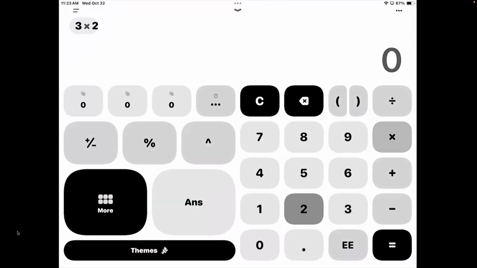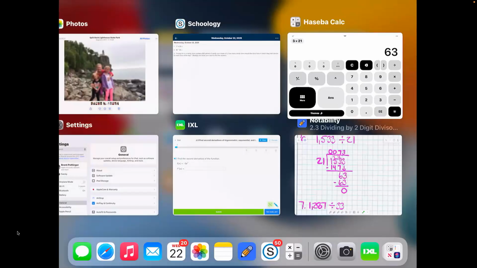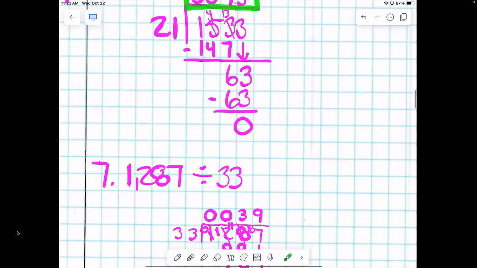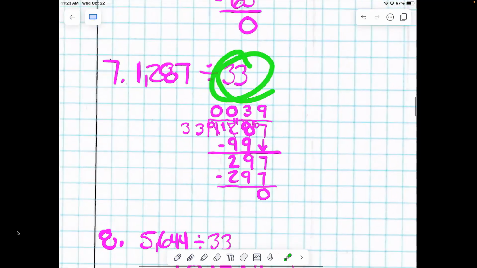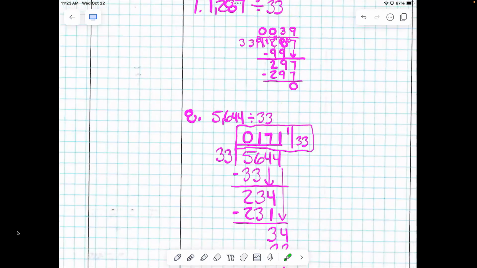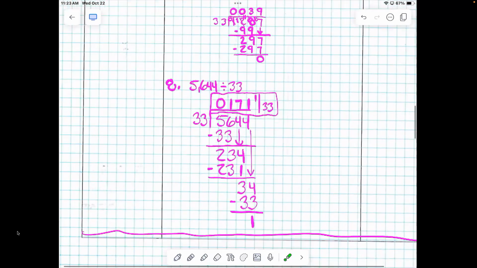Let me check. 3 times 21. What is it? 63. So I put my 63 here. Subtract, what do I get? Am I done? What do you need to do to all your answers? So all of these problems, two-digit divisor, two-digit divisor, you can use a calculator, true or false? True. We good?